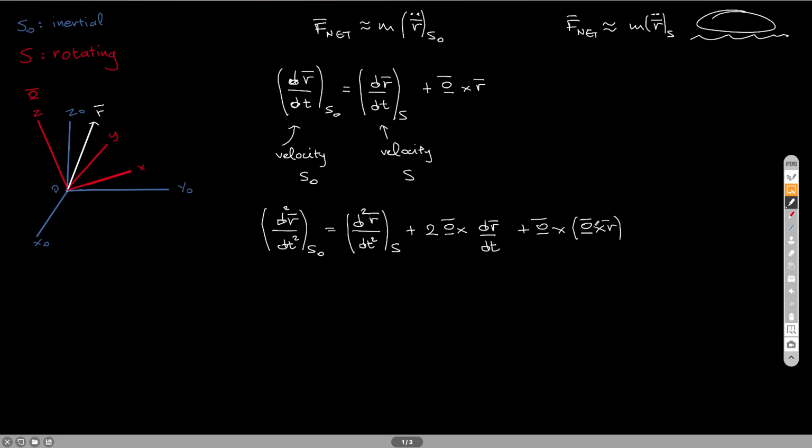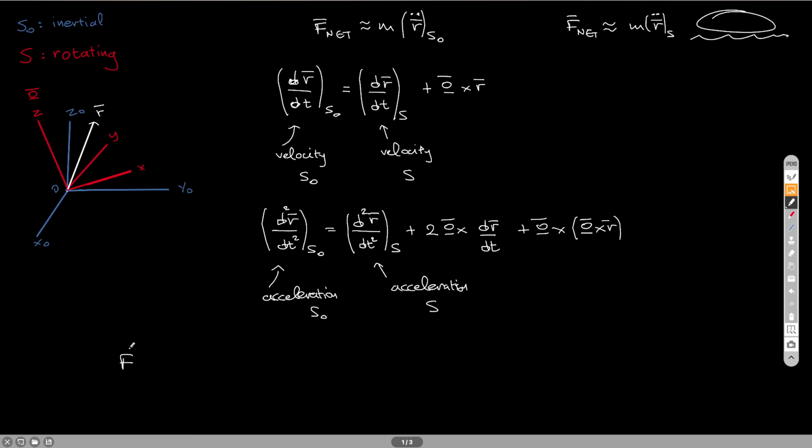Okay, so this will give you a vector, and whatever vector you get here, you do one more cross product with the angular velocity. And this here is the acceleration from the inertial frame of reference. This here is the acceleration from the rotating frame of reference. And now this expression will allow me to make the transition from Newton's second law in the inertial frame of reference to what Newton's second law looks like in the rotating frame of reference.